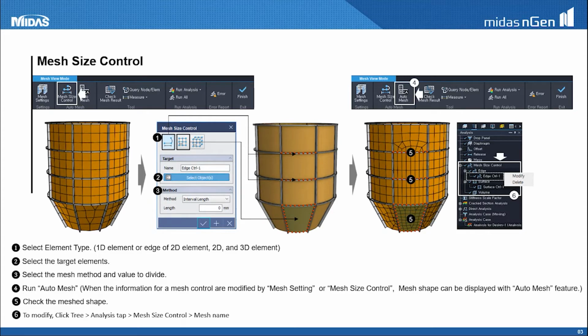Next is the mesh size control function. This is a function for controlling the local mesh size. The first icon is used for the mesh size of the edge in 1D member or 2D member, and the next icon can control the mesh size of a 2D face by member unit. Information of mesh size is saved in the tree as shown on the right and can be edited.